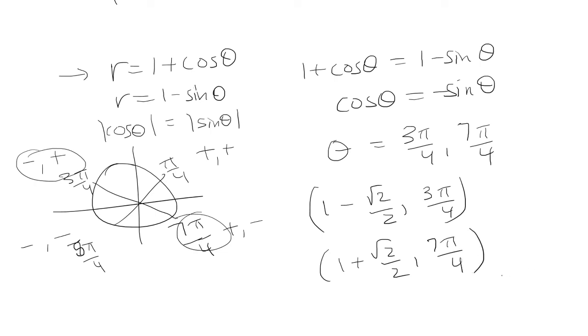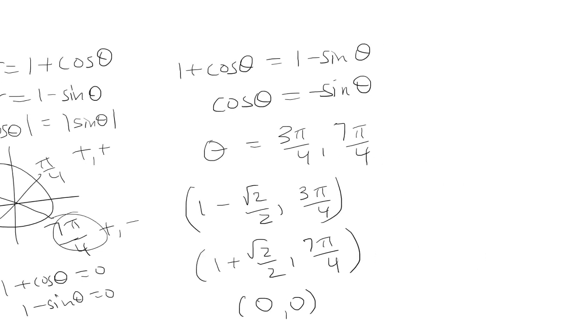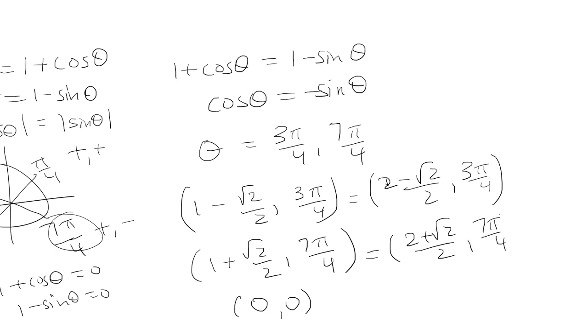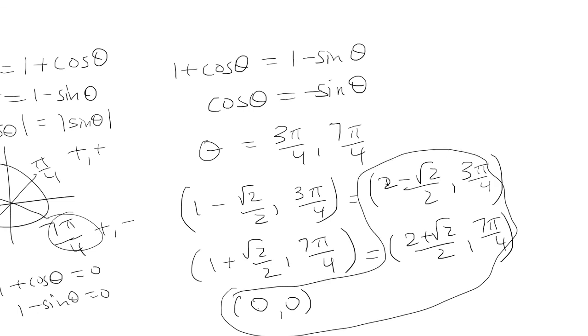Now we should also test another point. That was the 0, 0 condition. So is 1 plus cosine equal to 0 ever? Same thing with 1 minus sine. The answer is yes. So they do share the same point, 0 comma 0. And I should make a comment that if you want, you could simplify these points as 2 minus root 2 over 2, comma 3 pi over 4, and 2 plus root 2 over 2, comma 7 pi over 4. So that along with 0 comma 0 are the points of intersection.